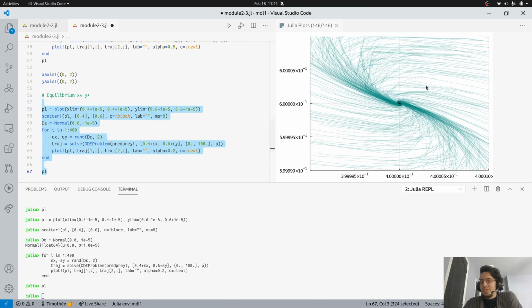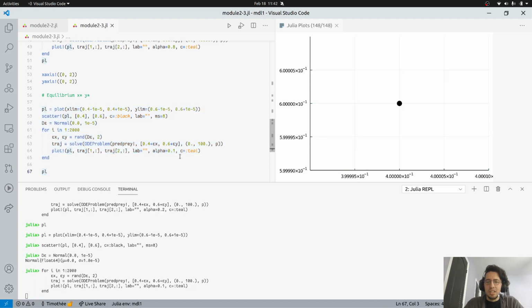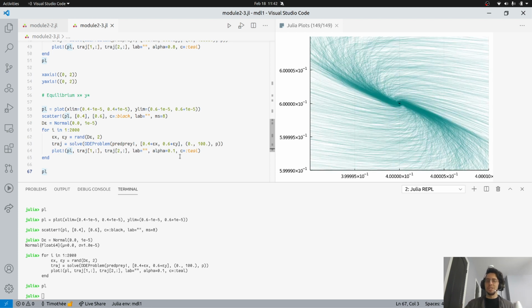So this is what we get, right? We start from different points, and then what we see is that these points are going to end up converging on the equilibrium again. And that's 400 simulations. Let's do 2000. Let's make them a little bit more transparent. And we can see that it's consistently going to get back. So we are working within the neighborhood of this point, which is a very small neighborhood, right?